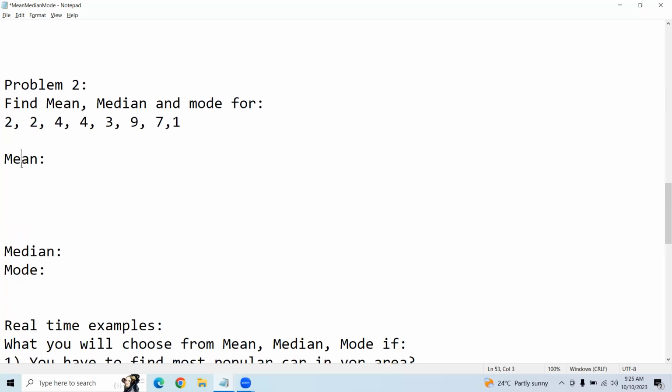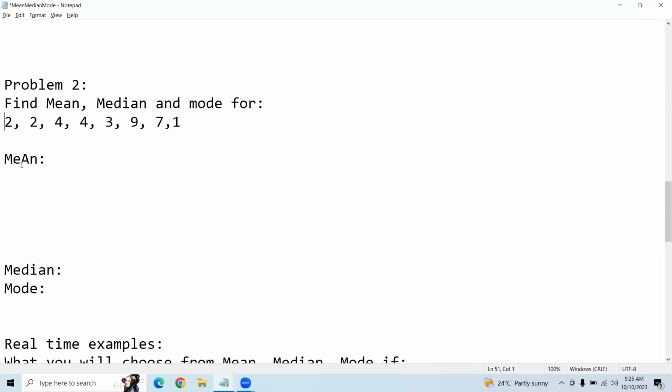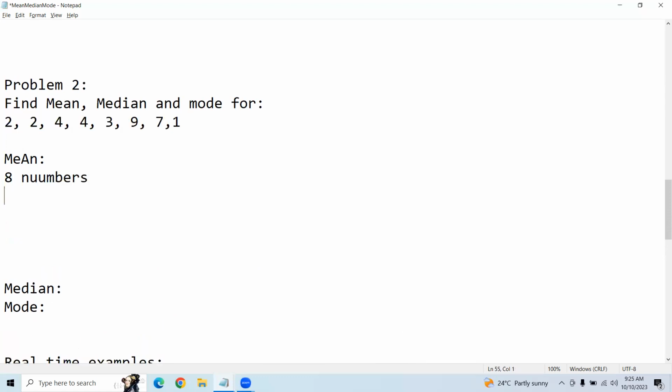So let's go for mean. We are writing this A as a capital. So we have to go for average. How many numbers do we have? 1, 2, 3, 4, 5, 6, 7, 8. So in total we have 8 numbers. Let's do the sum of these 8 numbers. 2 plus 2 plus 4 plus 4 plus 3 plus 9 plus 7 plus 1.